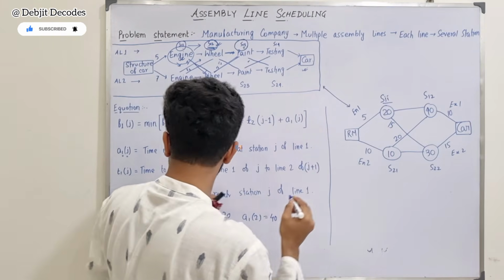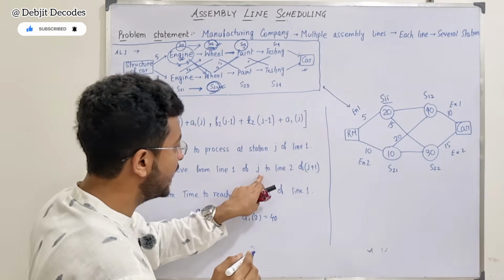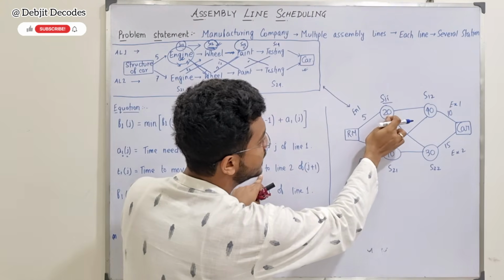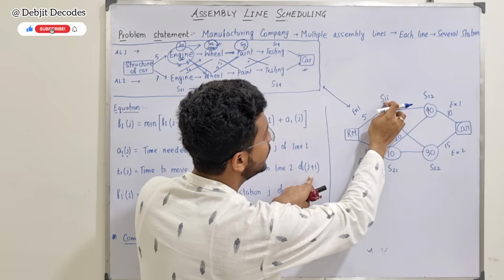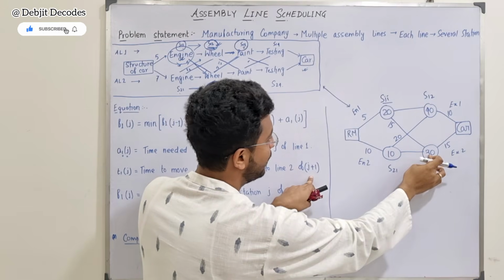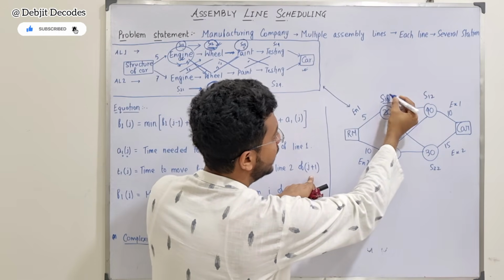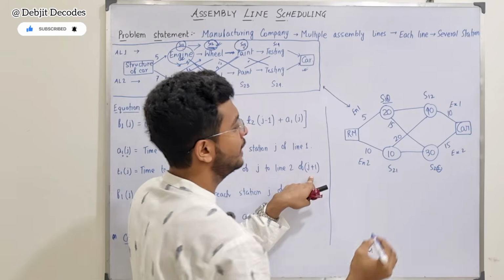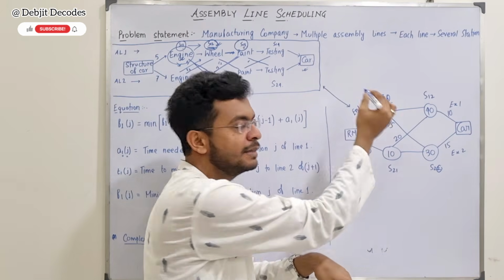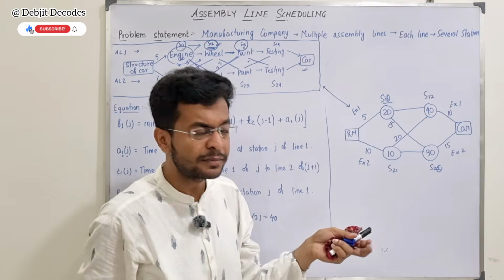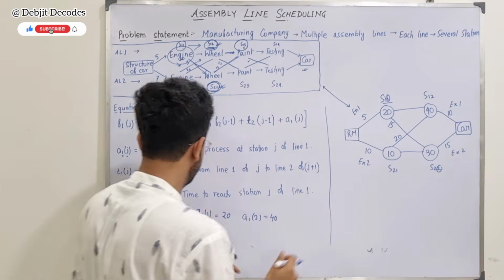So you are moving from line 1 of j to line 2 of j plus 1. If it was station 1, it would be station 2 of another line, because obviously it cannot remain inside the same station. It doesn't make any sense. It should be in the next station. So what should I write?